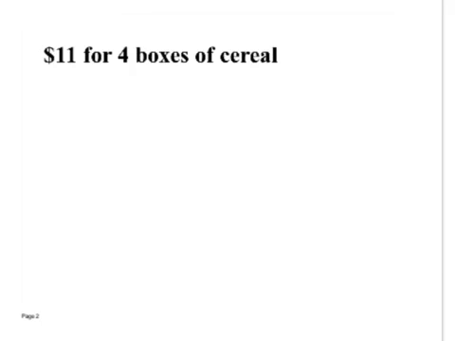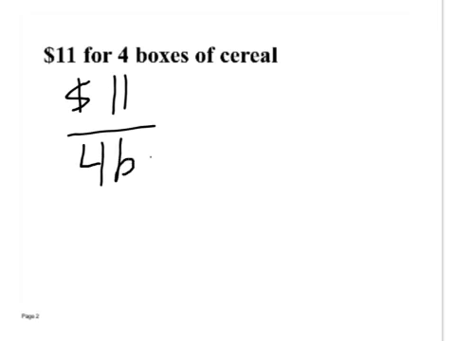Now write this one down. So first thing we do, we write it as a ratio. $11 for 4 boxes. We want to make this a unit rate. It says make this a unit rate. Right? The unit we're going to is dollars per box.